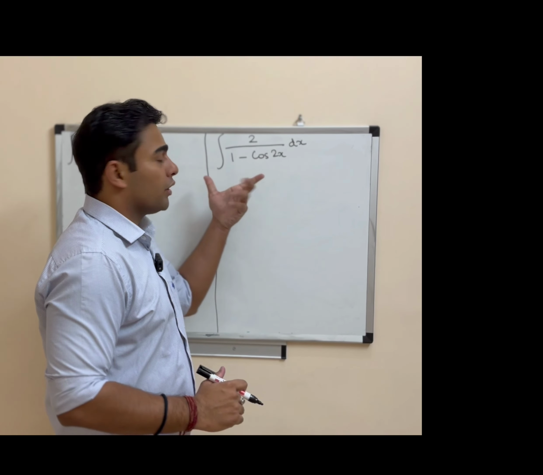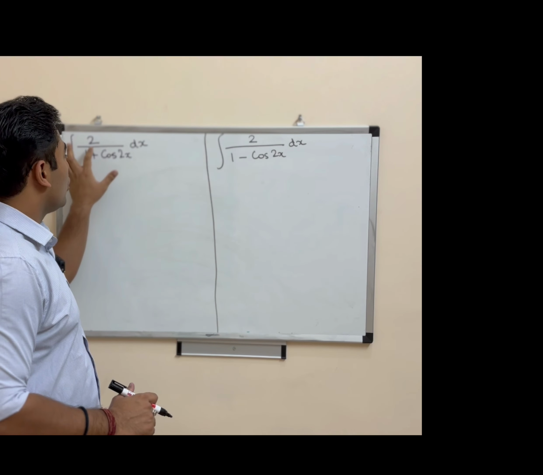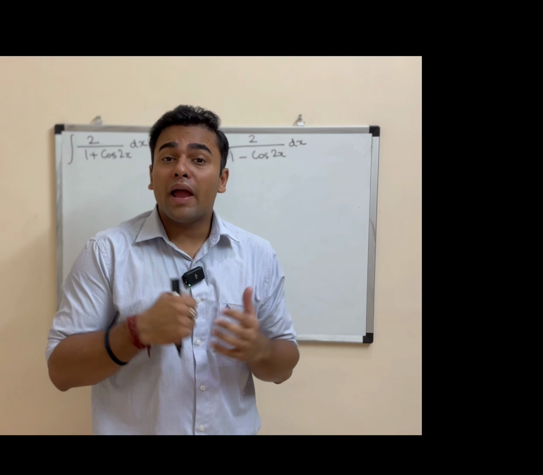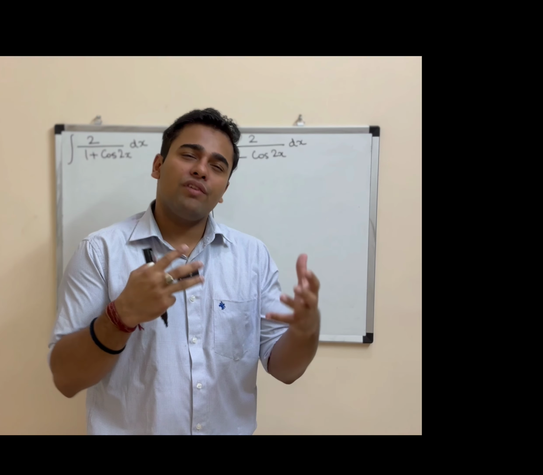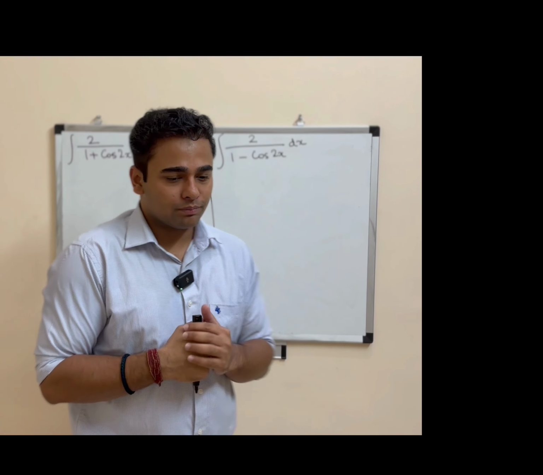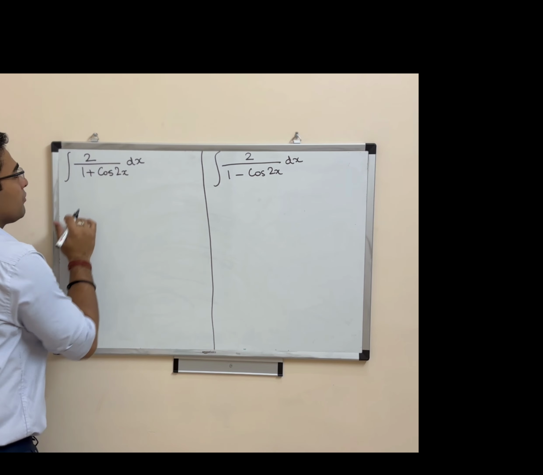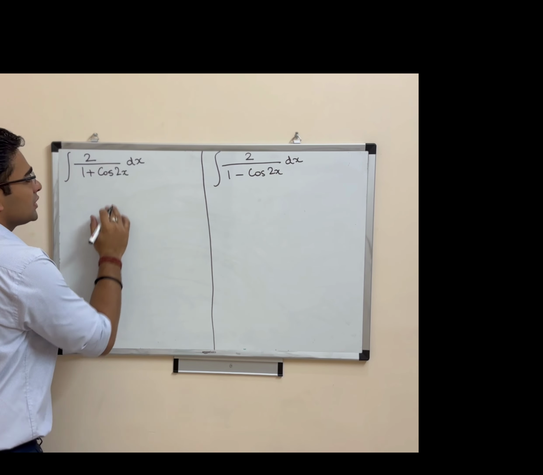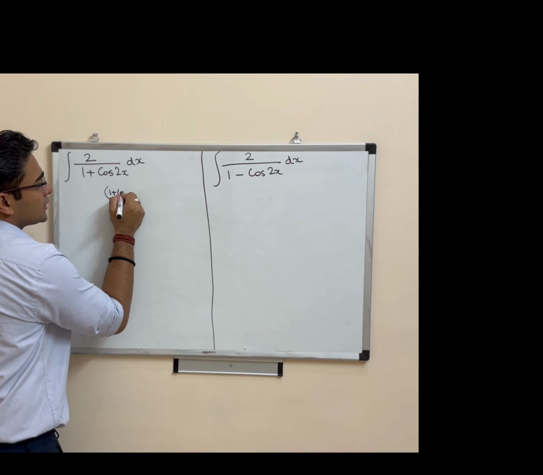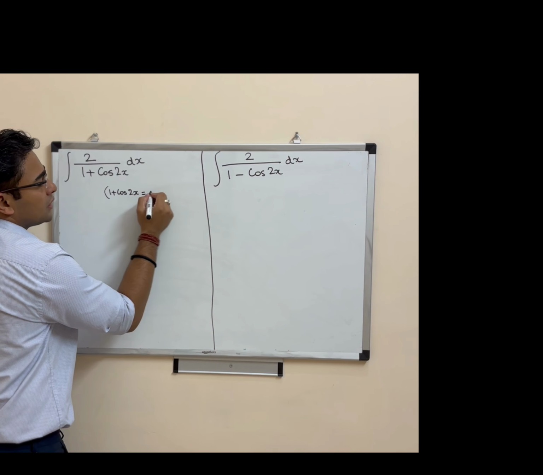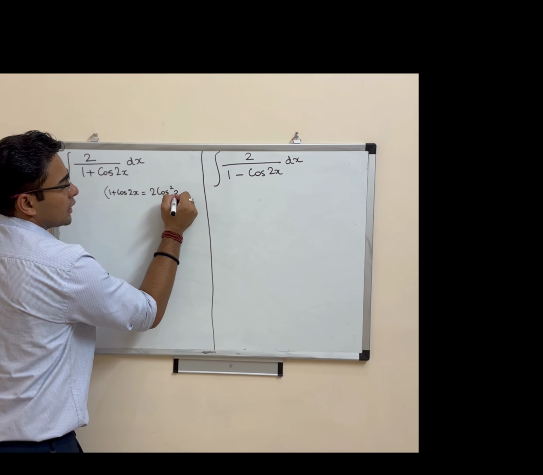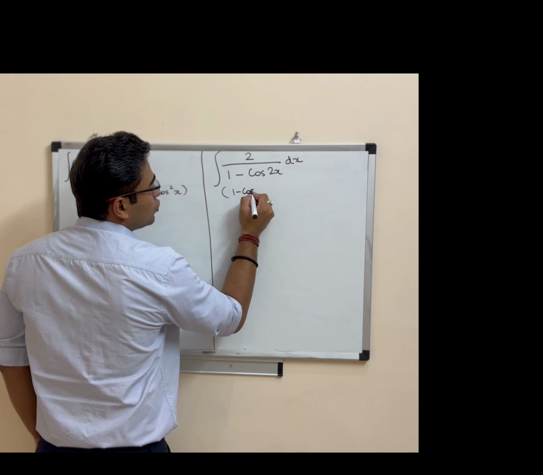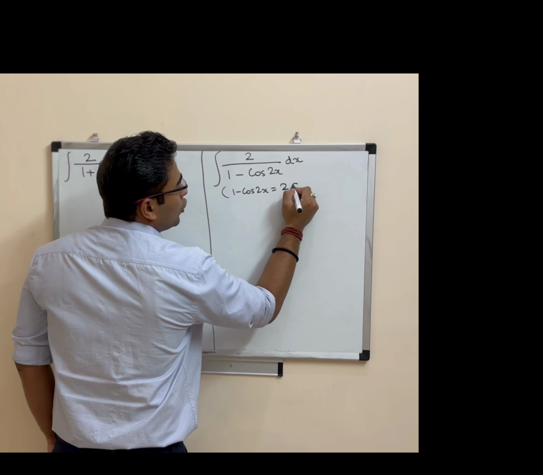We have these two integration problems, which are 2 upon 1 plus cos 2x and 2 upon 1 minus cos 2x. We will see how, by applying the properties that we have learned, we can tackle these questions. You need to understand a very basic property of trigonometry: 1 plus cos 2x is 2 cos square x, and 1 minus cos 2x is 2 sin square x.